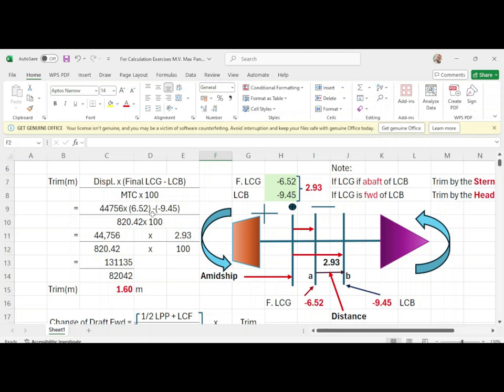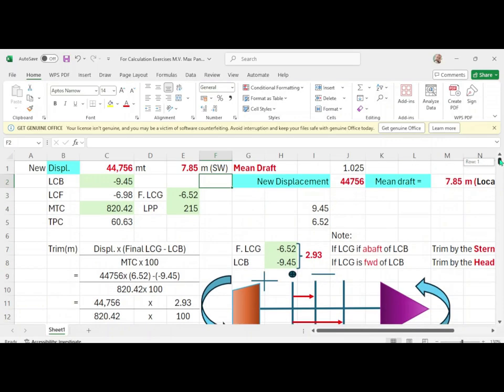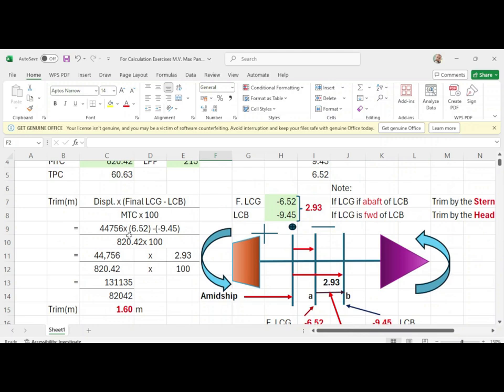So you will have 2.93 here. This is your LCG of 6.52, and your LCB is negative 9.45, and your displacement is 44,756, which is this one, at your mean draft of 8.85 in fresh water. I'm sorry, salt water. This is salt water. Okay? You have already transposed this formula to figures.